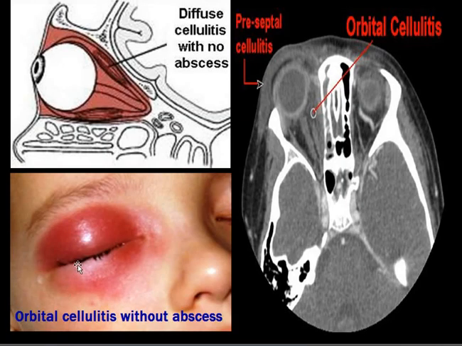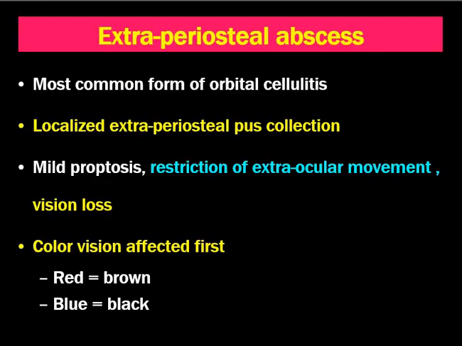In this picture, you can see this is orbital cellulitis without abscess formation. The infection goes beyond the orbital septum, and this is the orbital cavity, and there is cellulitis. So this is the pre-septal part, and this is the orbital cellulitis. Now, extraperiosteal abscess is the most common form of orbital cellulitis. Extraperiosteal, that is, the abscess is outside the periosteum, the orbital periosteum. Localized extraperiosteal pus collection is there.